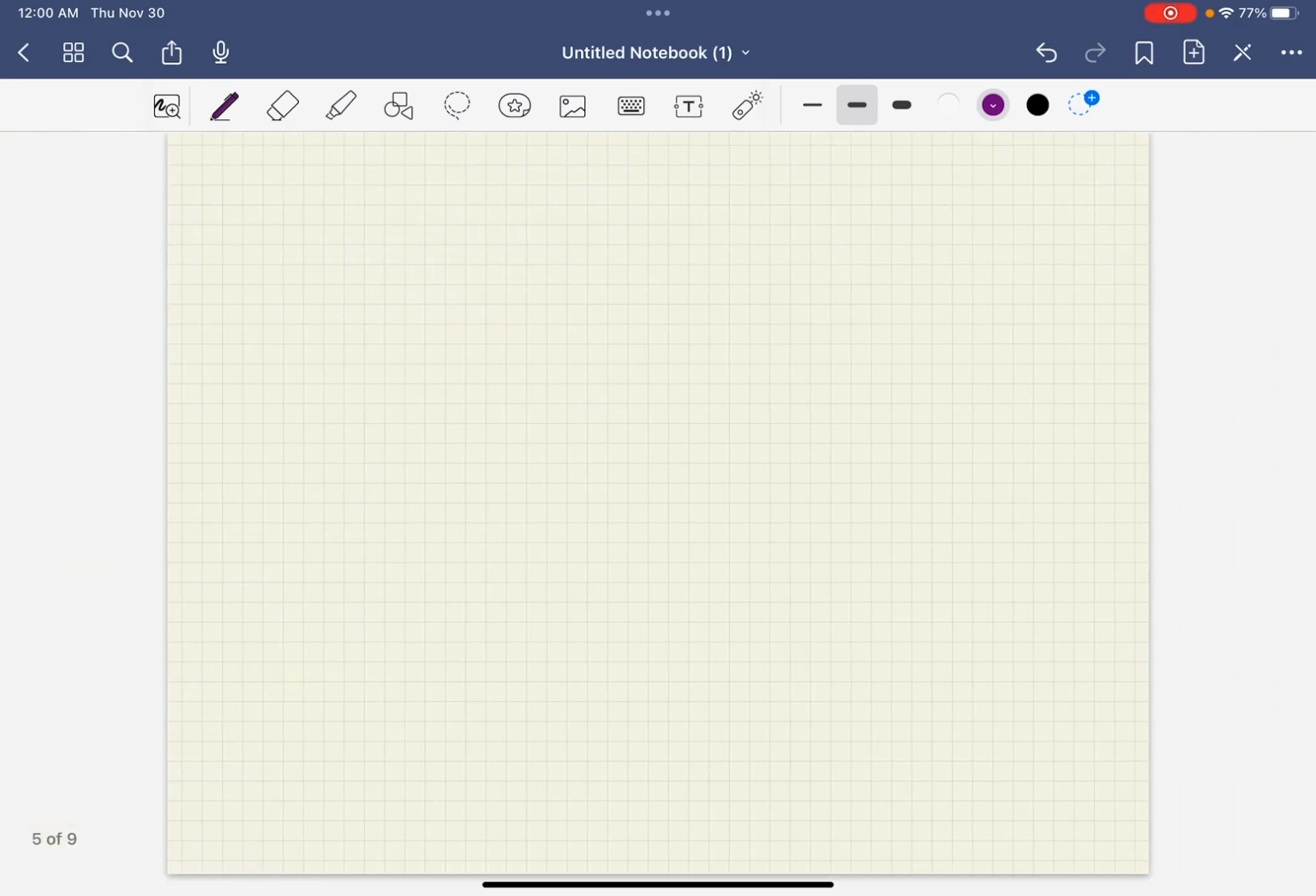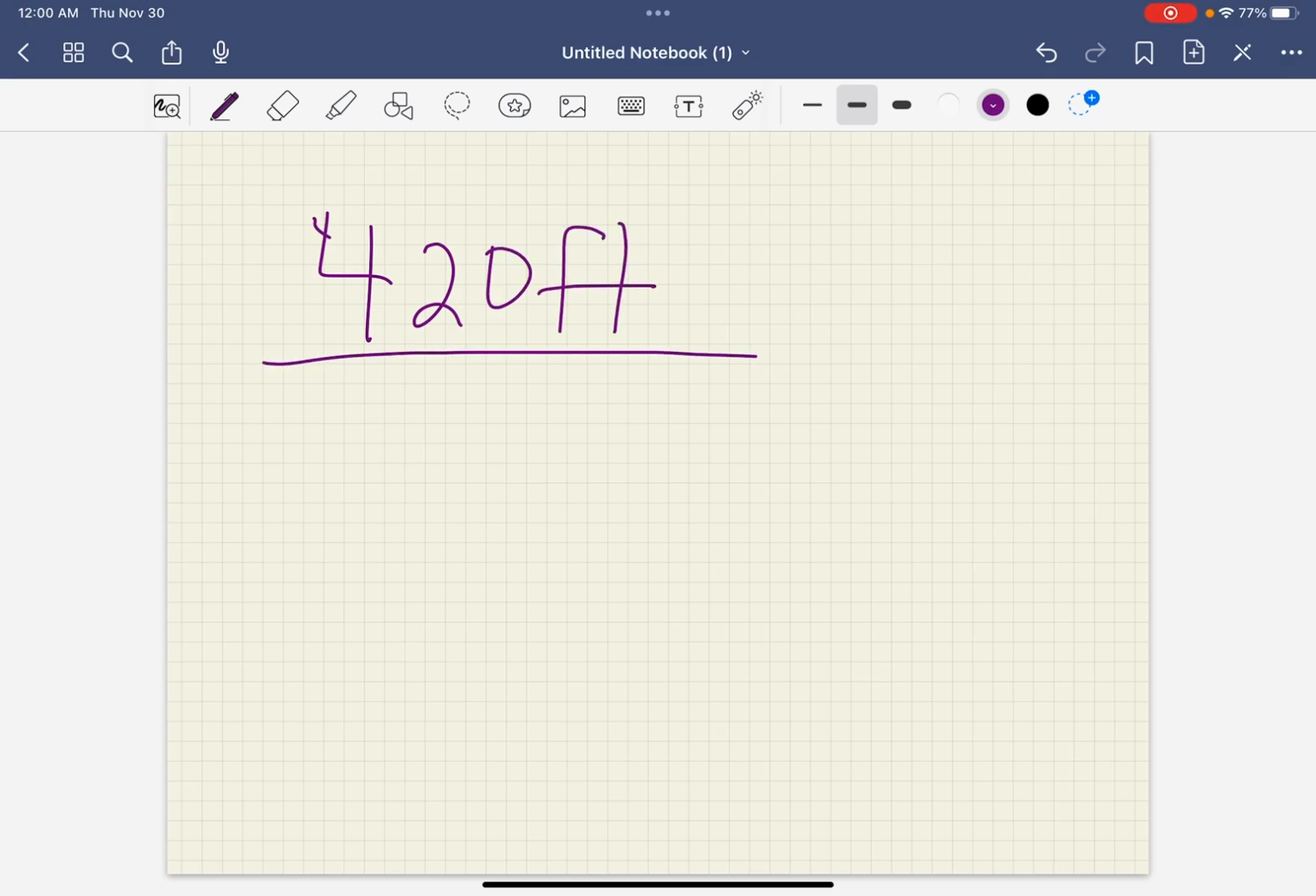All right, so the first problem says use a unit multiplier to convert 420 feet. So this is the way I want you to do it. Set up a box. We start out with 420 feet, and we're going to go to yards. So we want to end up with yards. I'm going to make a note to myself.